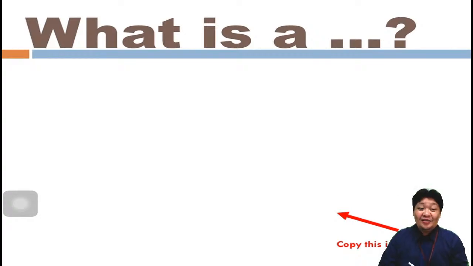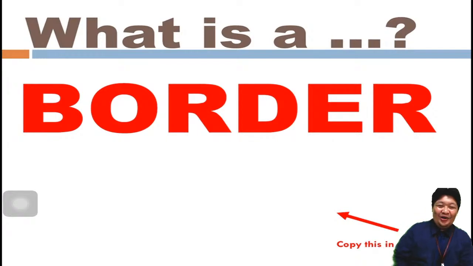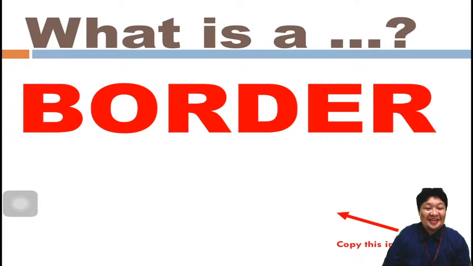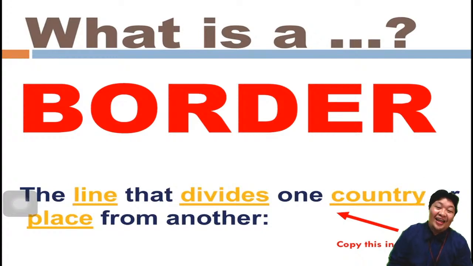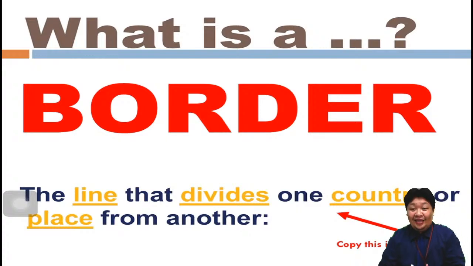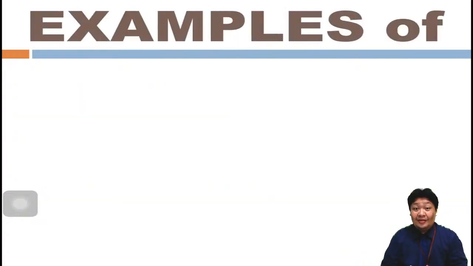Remember last time we finished about discussing what is a border. Okay. A border. What is a border again? Can you still remember? A border is what? A border is, okay, the line that divides one country or place from another. So, in geography, it is very important to know the different borders of different places. Okay? Now, examples of border that I showed you.